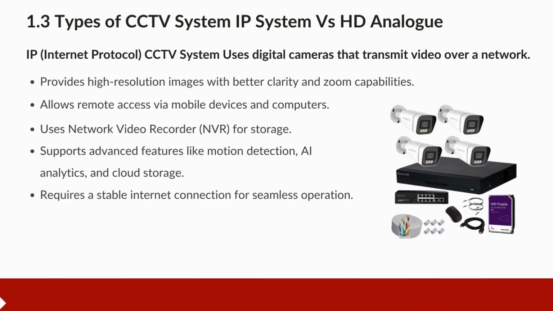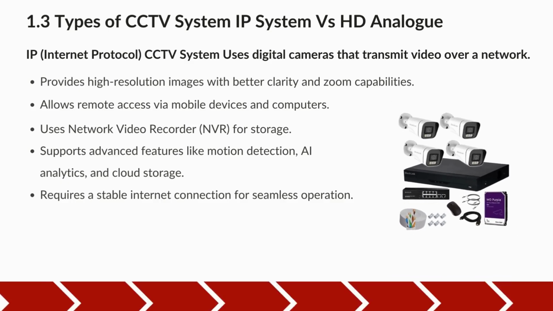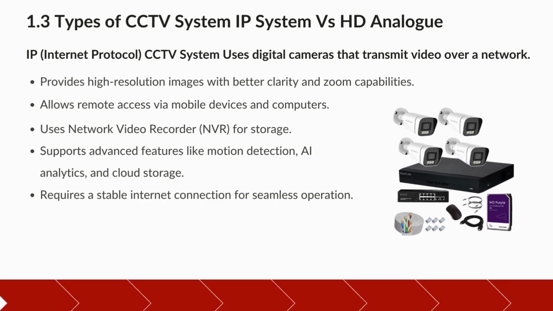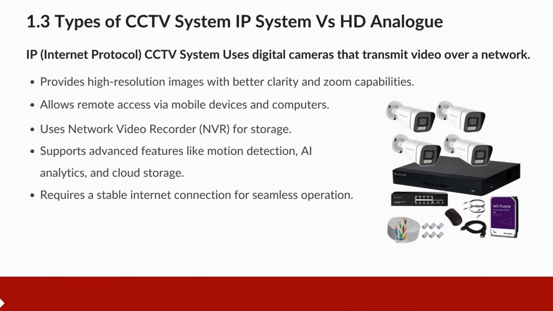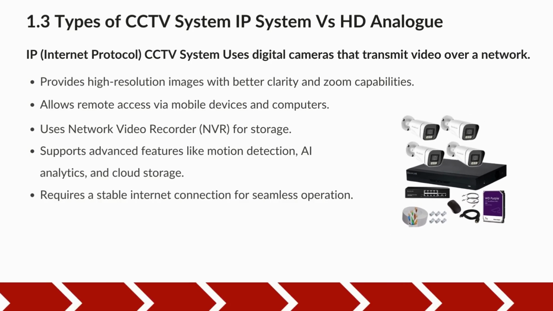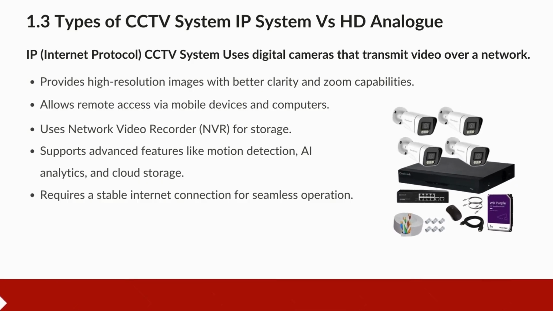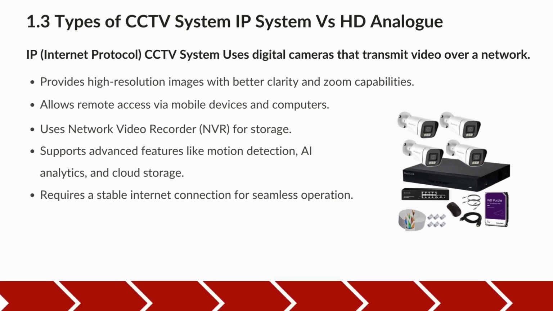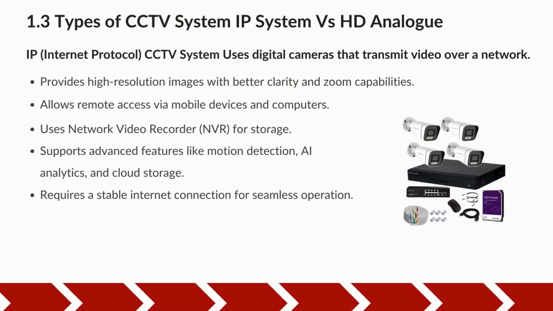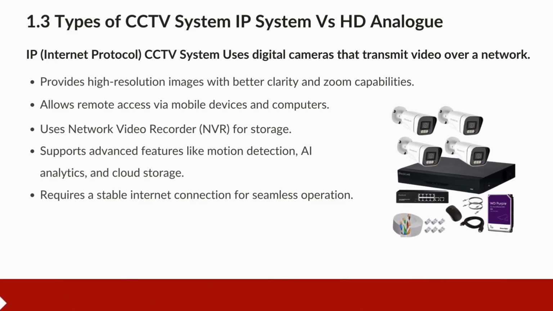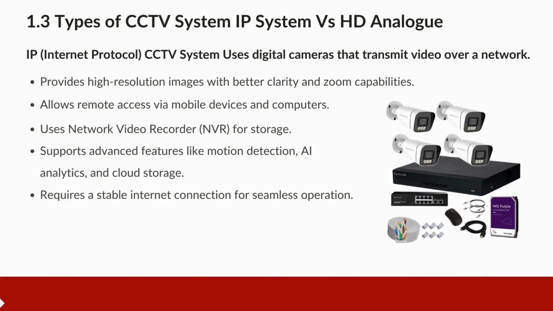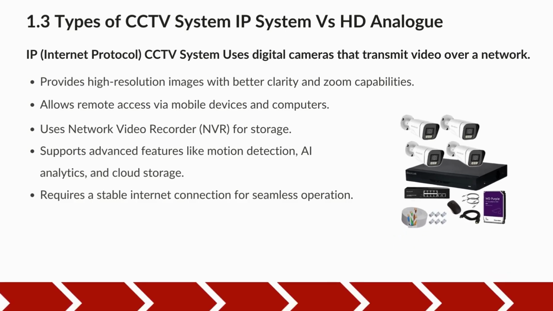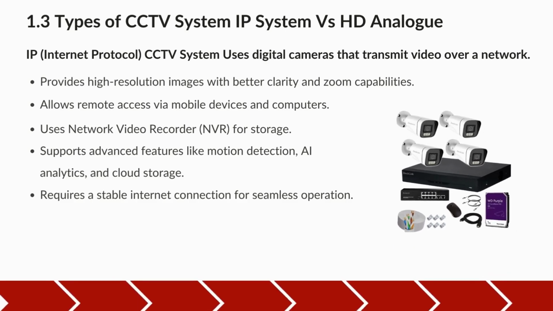Okay. It also supports advanced features like motion detection, AI, cloud storage, AI analytics, intrusion detection, line crossing detection, people counting. It has a lot of smart functions because it's a network-based camera. It's not just a normal local camera you can find anywhere. All right. Then it also requires a stable internet connection for seamless operation. That's if you want to watch it from the internet. For local view, you don't need any internet. If you want to stream over the internet, that's why you need good internet.